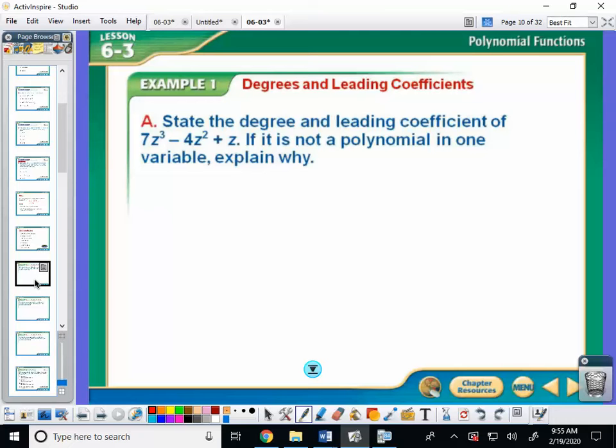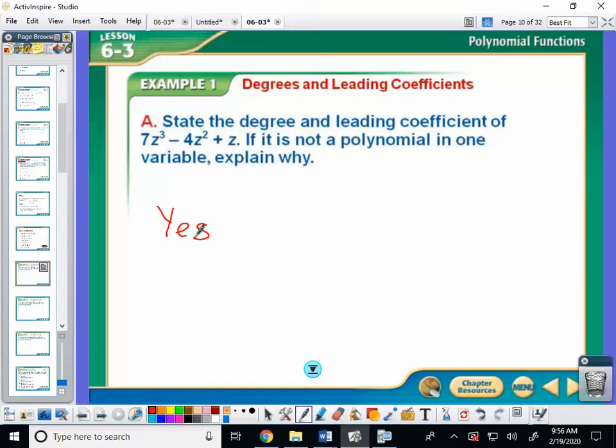Look at example number B on your handout. Letter B there on your handout is not a polynomial in one variable, is it? Because it has a's and b's. If it is a polynomial in one variable, I want you to identify the degree and the leading coefficient. Okay. So obviously this is a polynomial. Yes, it's a polynomial in one variable. I'm going to say yes for both of those.